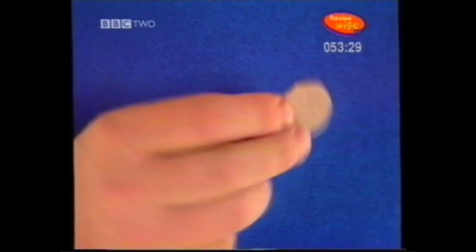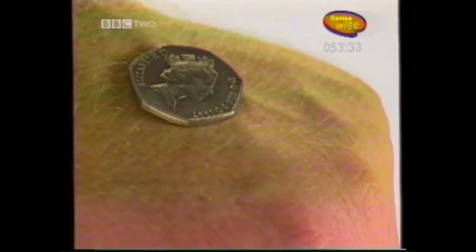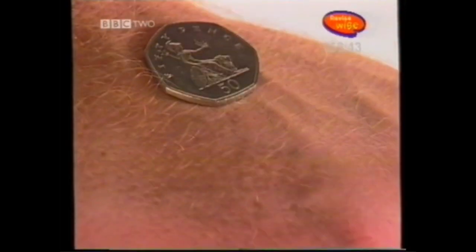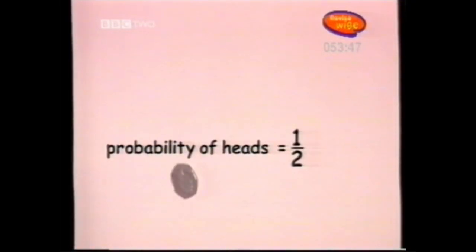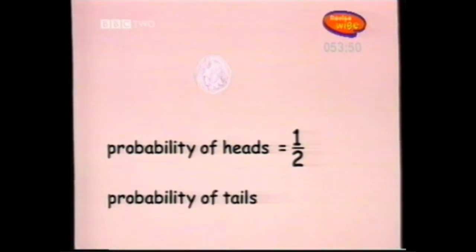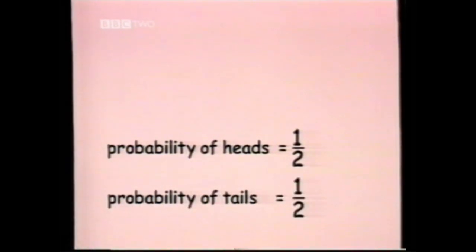A fair coin has 2 faces, heads and tails. And when I toss a coin, there's an equal chance of it coming down heads or tails. And over several goes, I'll get heads half the time and tails half the time too. Now we can say the probability of getting heads is 1/2, and the probability of getting tails is 1/2.